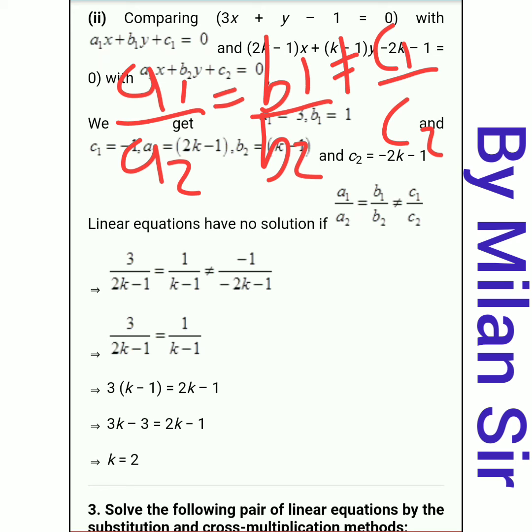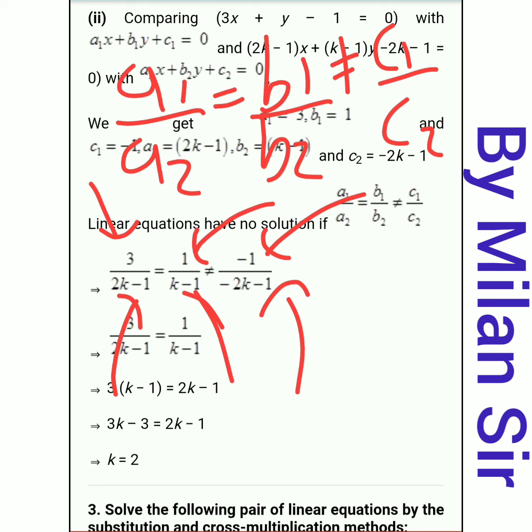Okay, then put the value of a1, a2, b1, b2, c1 and c2. a1 is equals to 3, a2 is equals to 2k minus 1, b1 is equals to 1, b2 is equals to k minus 1, is not equals to c1 is equals to minus 1, c2 is equals to minus 2k minus 1. Okay.